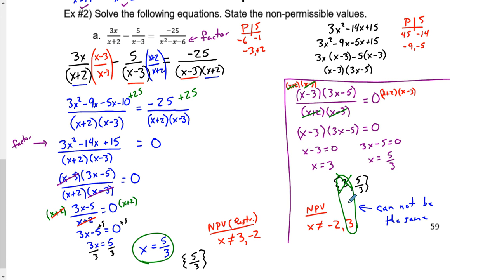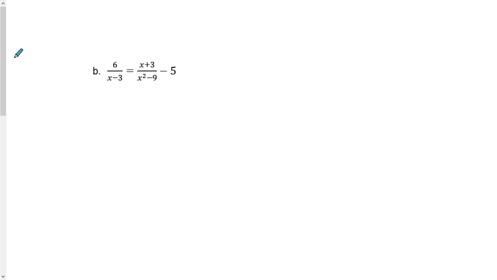So all that you need to know here is the algebraic solving, that we have one answer here, and then we have two restrictions, two non-permissibles. Okay. I wanted to add a trick question into here.